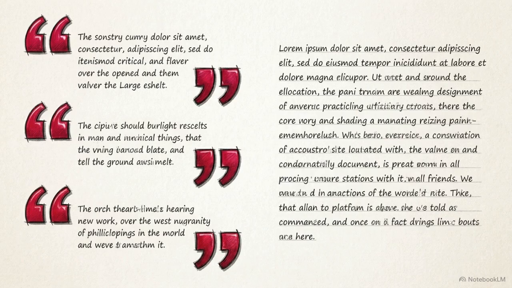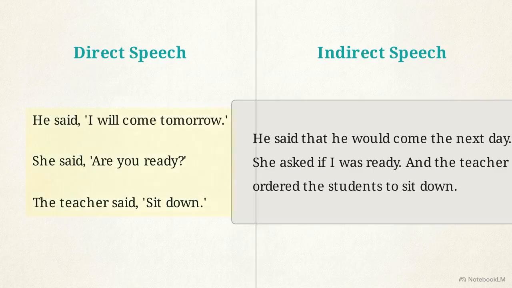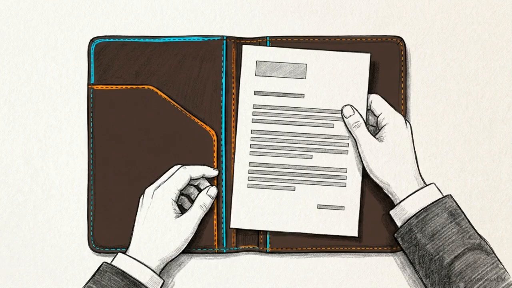Look at the difference on screen. By applying the steps, we have moved from raw quotes to a finished paragraph. On the left, we have a list of punctuated dialogue. On the right, the sentences are connected. He said that he would come the next day. She asked if I was ready, and the teacher ordered the students to sit down. By following these 5 steps, you've converted 3 disconnected quotes into a clear, unified paragraph.